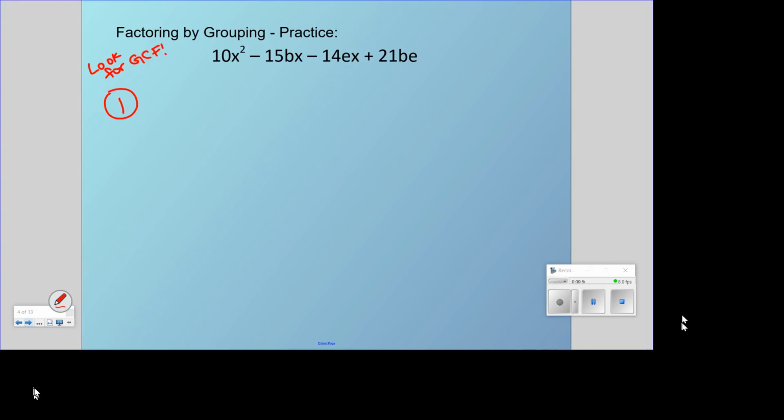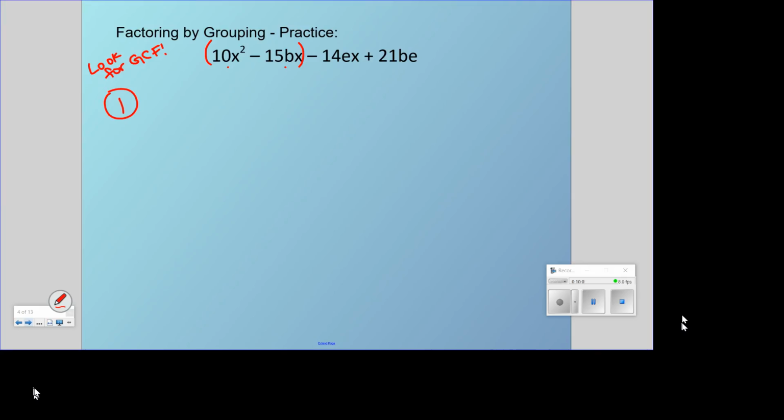So we need to now group pairs together. 10x squared, the first term, and negative 15bx do share a factor of 5 and x. So I can group those two together.